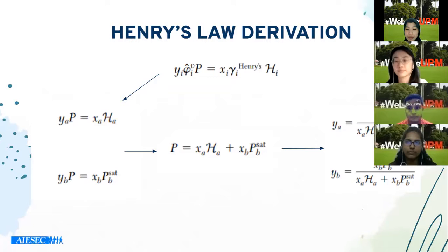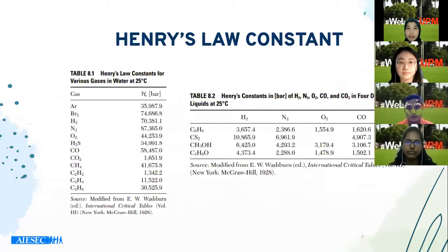Next part, I will proceed with the Henry's law constant. As you can see, both tables show the Henry's law constant for various gases in water at 25 degrees Celsius, and also for different liquids at 25 degrees Celsius.